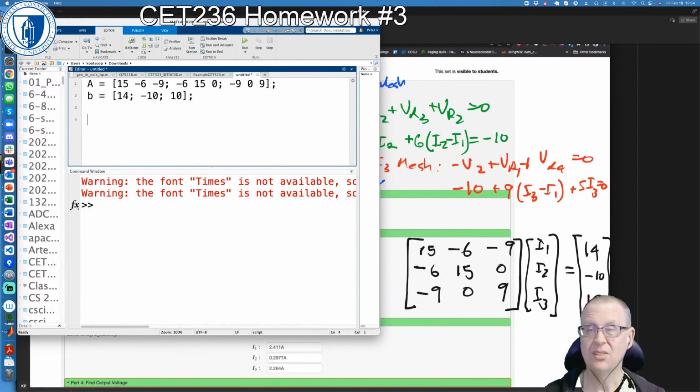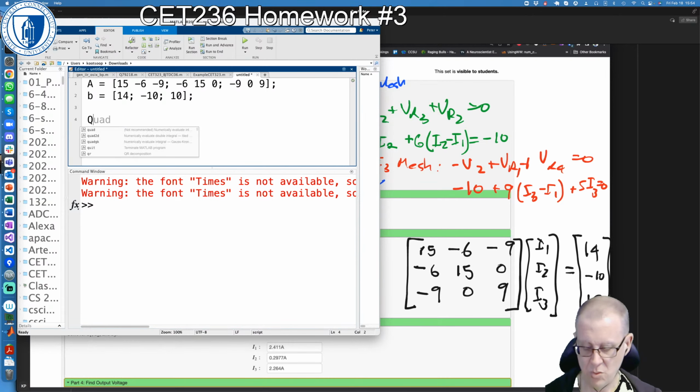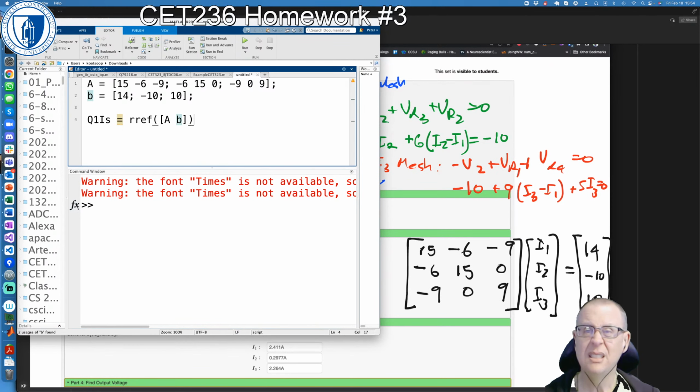And then I can just say my Q1 I's equals RREF of A B, and I can just display Q1 I's, and I just need the, it's going to be the fourth column. I think that's right. Let's see what that does.